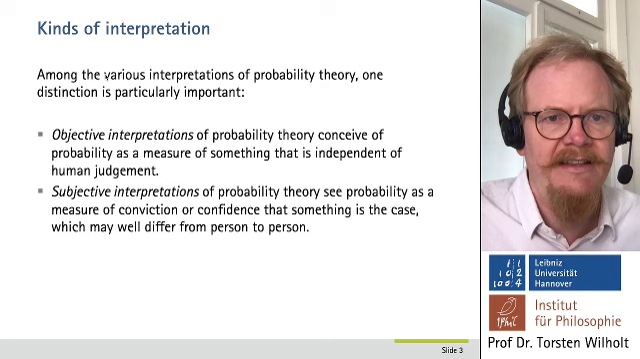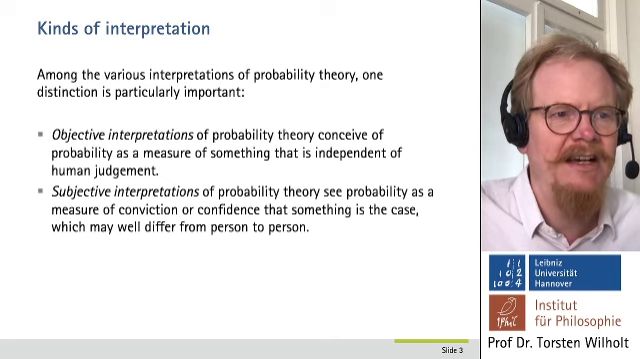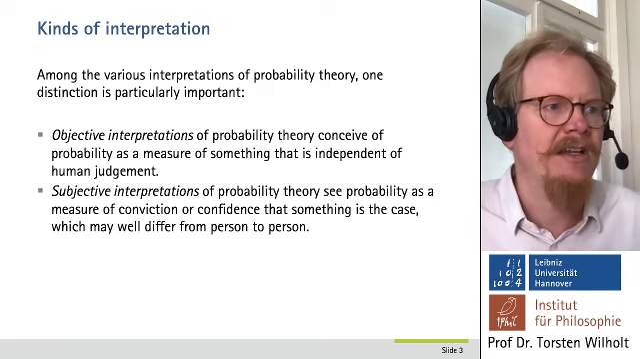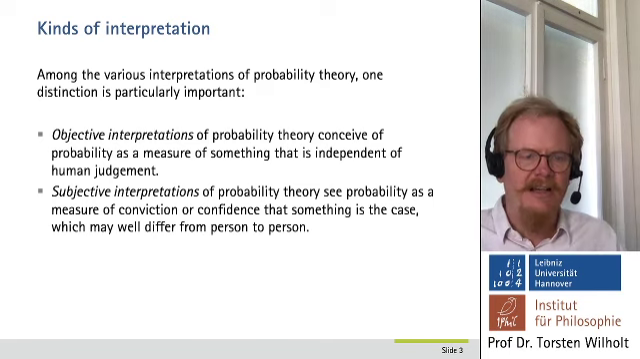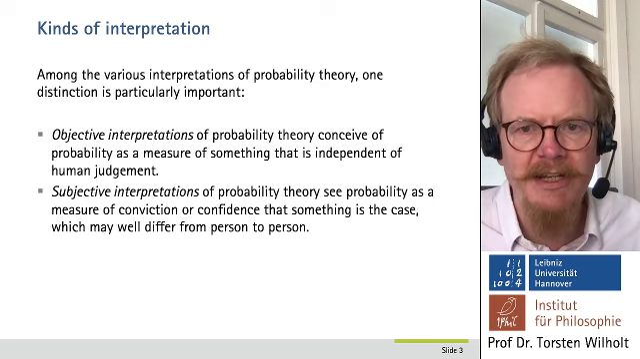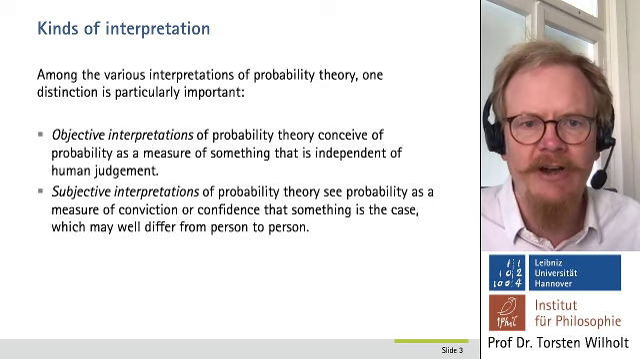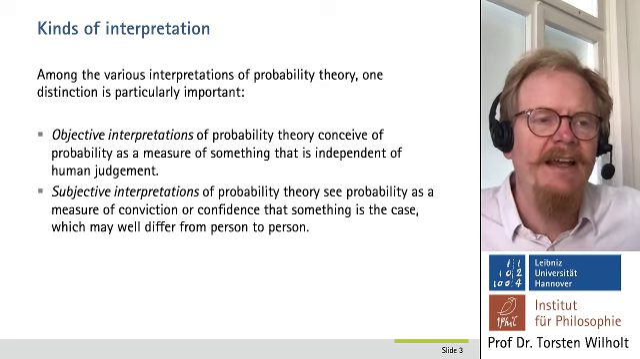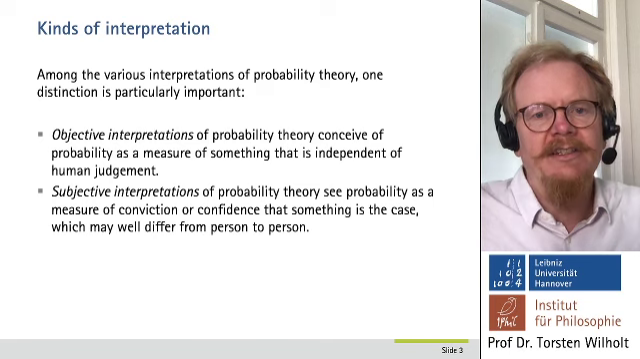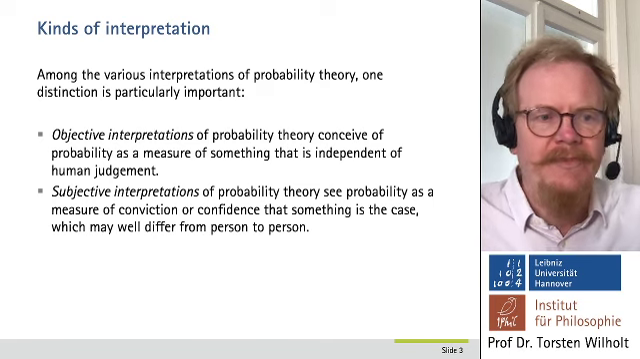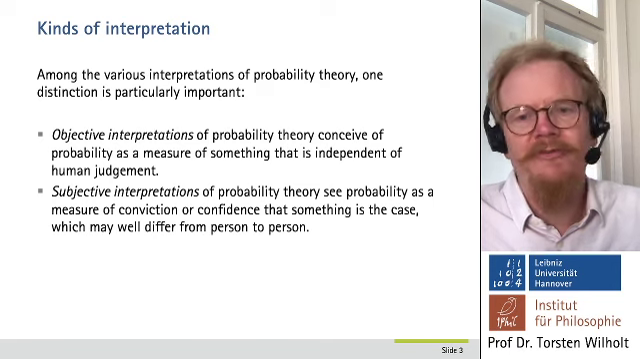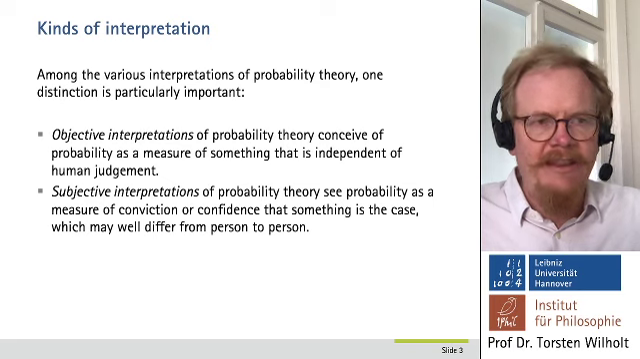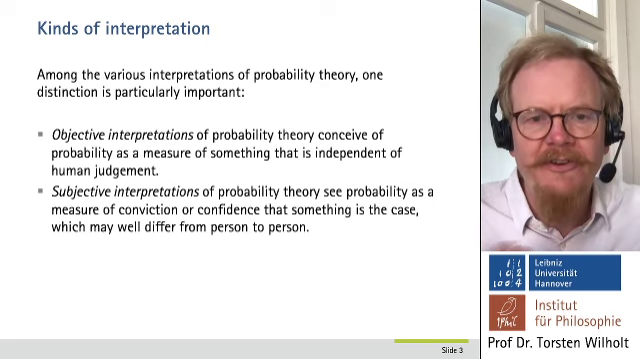And first, I want to say that there are two basic kinds of interpretation. Among the various interpretations of probability theory, one distinction is particularly important. There are objective interpretations of probability theory, which conceive of probability as a measure of something that is independent of human judgment. And then there are subjective interpretations of probability theory. They see probability as a measure of conviction or confidence that something is the case. And that may very well differ from person to person.